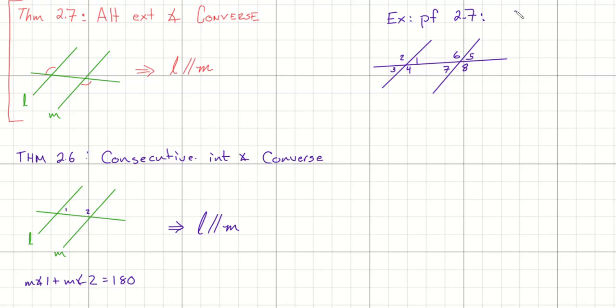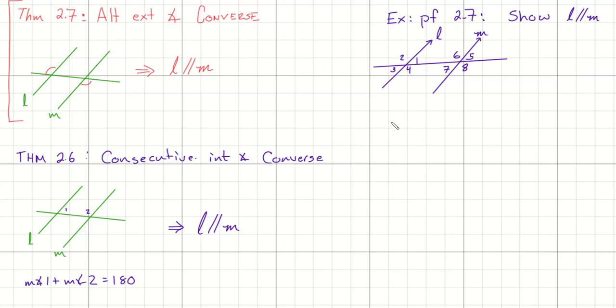What are we trying to show? What's the conclusion for this picture that we want to wind up at? I guess we should probably name this. What do you want to call these lines? L and M seems like a natural choice. Does it have to be L and M? It doesn't. You can call it whatever you want. L and M is just a standard. What are we trying to show? What's the end of this theorem? So we need to show that L is parallel to M.